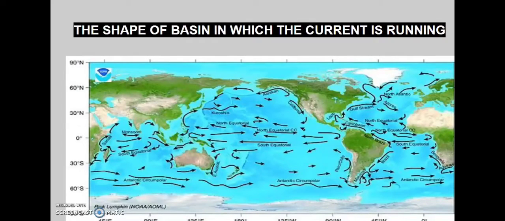The shape of basin in which the current is running. Paano nga daw siya nagkakos ng ocean currents? Kasi ang shape ng ocean basin at yung mga malalapit na mga landmass, ito yung nakaka-impluwensya sa mga ocean currents. At syempre, ang ocean current kasi, meron yang force at physical characteristic na nakaka-apekto sa size, shape, speed, and direction.